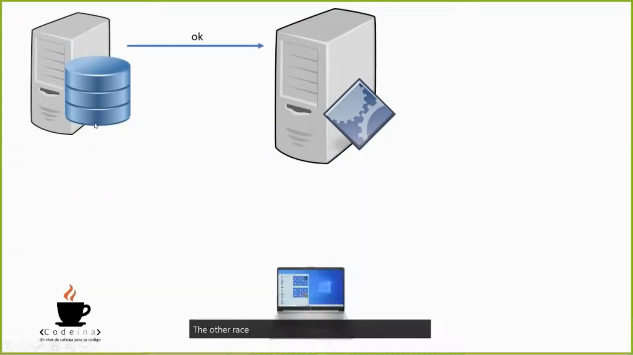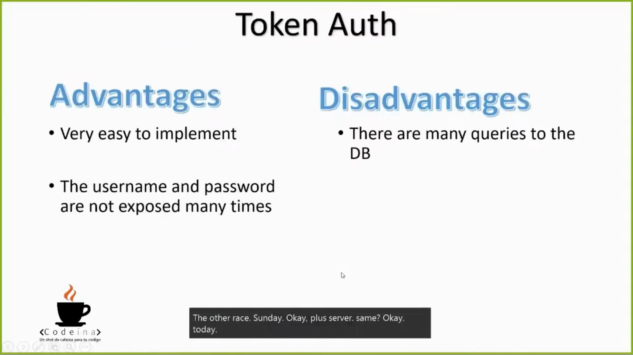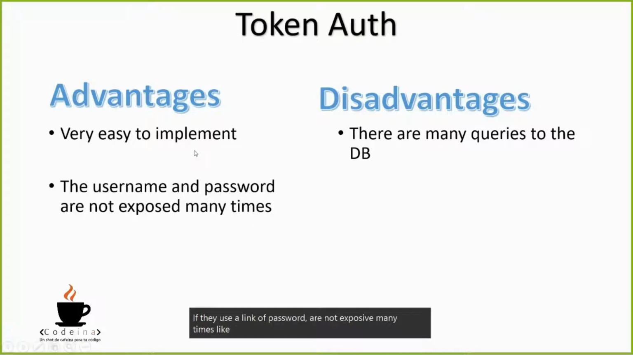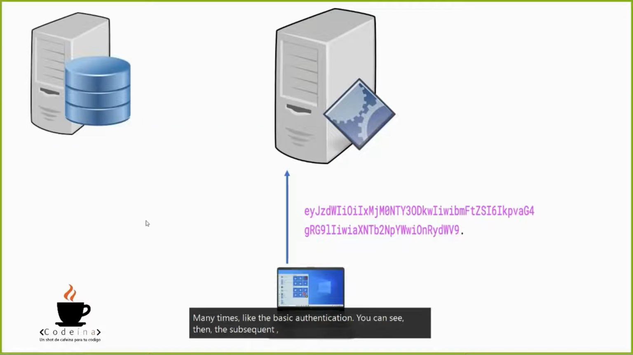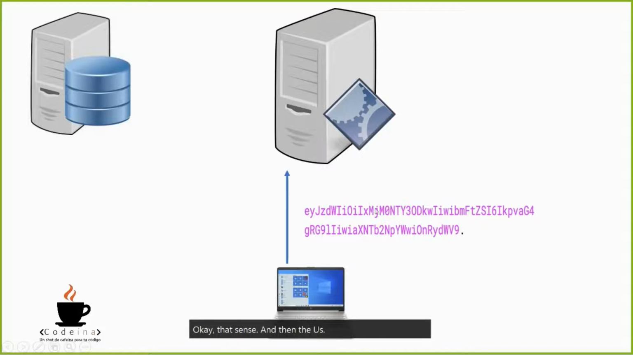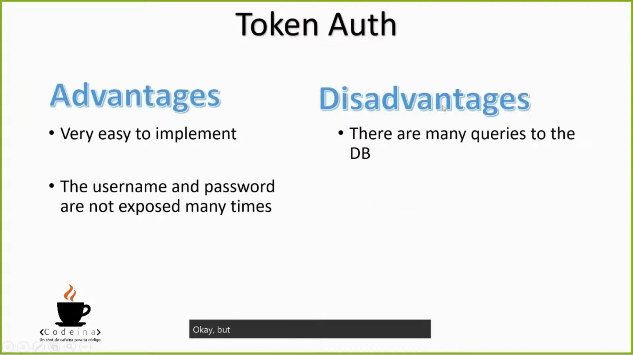Next, the server queries the database only using the token. The database sends OK to the server, and the server sends OK to the client. The advantage of this is that it is very easy to implement, and another advantage is that the username and password are not exposed many times like in basic authentication. As you can see, in subsequent requests the user sends only the token, and doesn't send the username and password again. But the disadvantage is that there are many queries to the database.